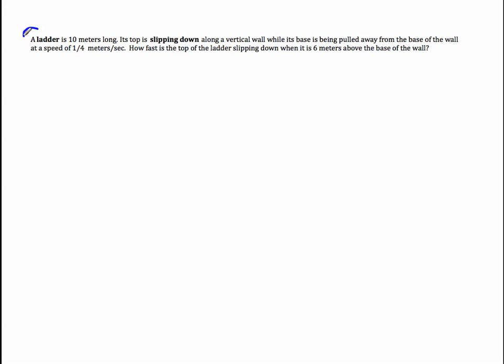So I know I'm going to have a right triangle. The first measurement that I know is the ladder, so it's constant. So I can basically put it on my picture. So I know that this is 10 meters.